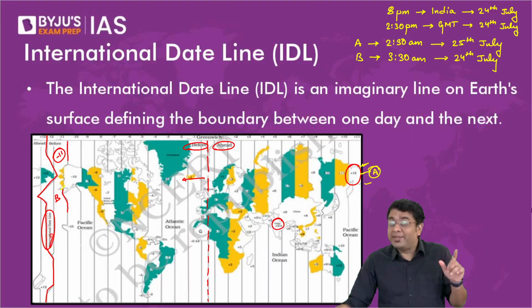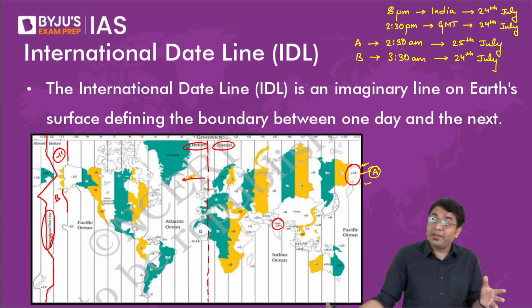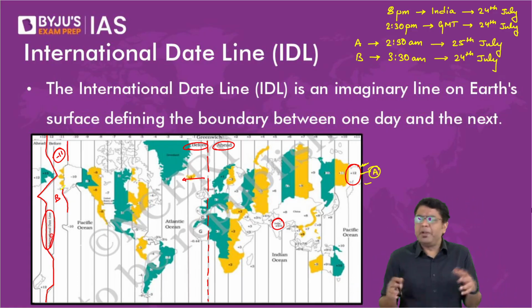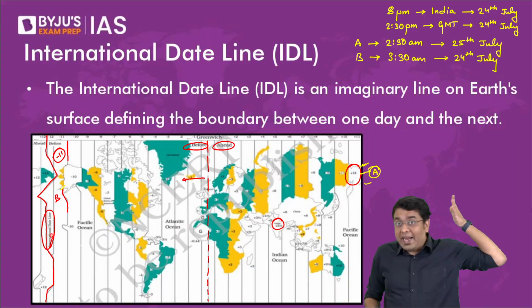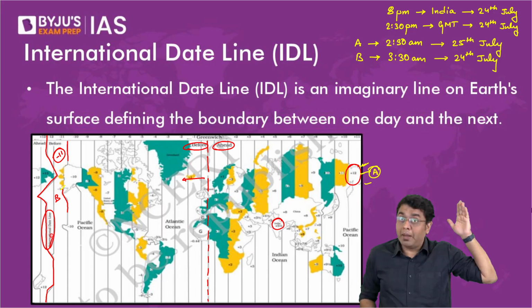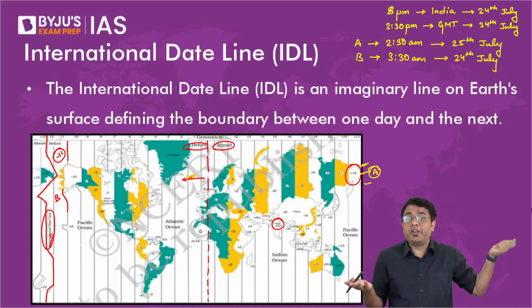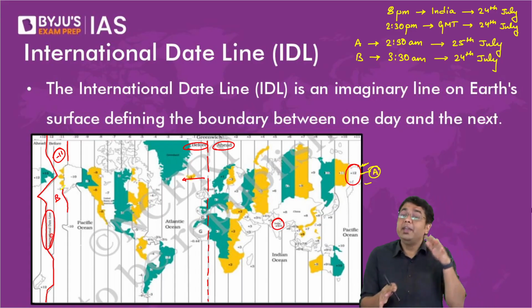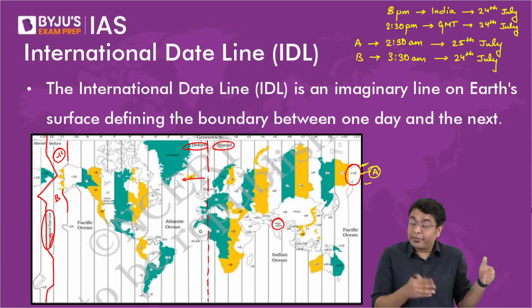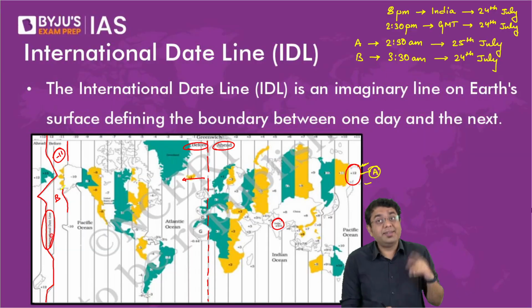Because why is it zigzag? So as to avoid the boundaries and borders of various countries, because in this region around the Pacific, you have multiple small countries, multiple small different islands. So you don't want the date line to be passing through the middle of any particular island or a country. In that situation, one part of the country will experience the next day, the other part will be experiencing the previous day. So that is why, to maintain some amount of sanity, to have the kind of sovereignty and the respect to the sovereignty of the countries, that is why this international date line is zigzag.